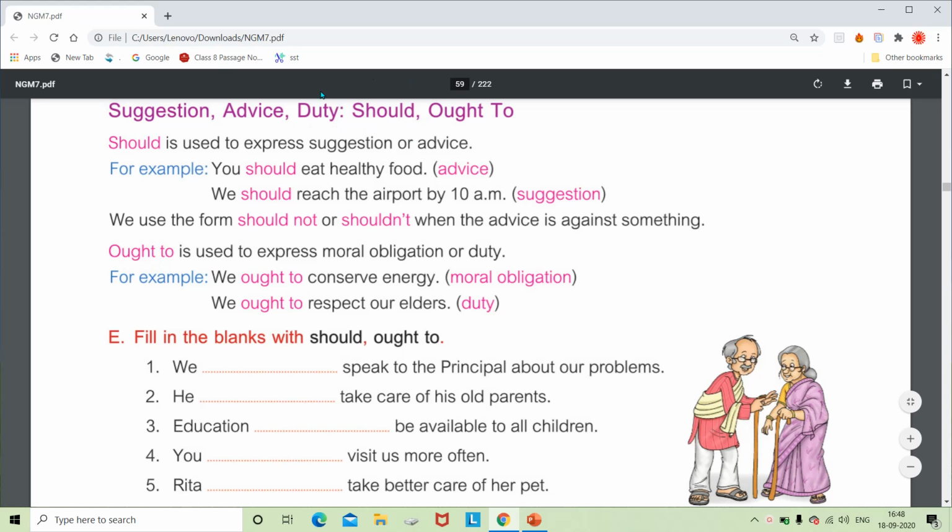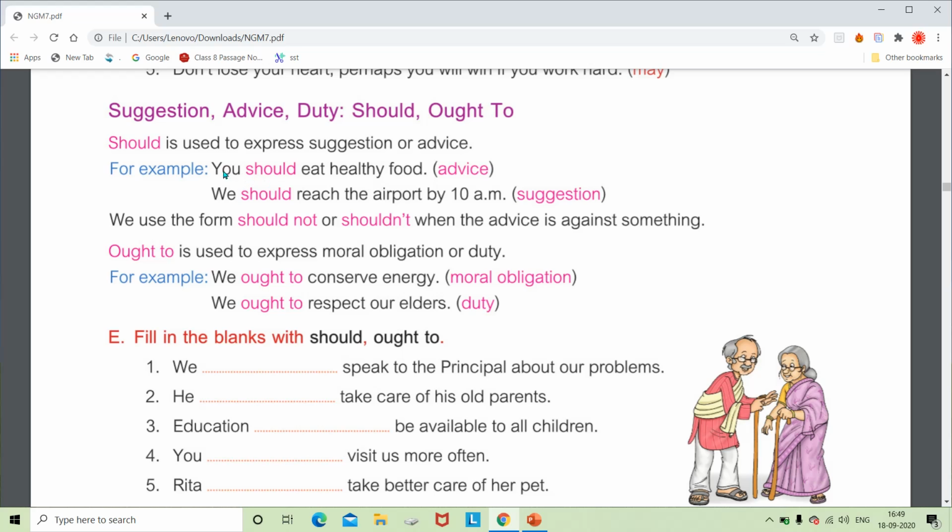Should is used for giving advice or suggestion, and ought to is used for expressing our moral duty or moral obligation, which is not compulsory. If we do not follow that moral duty, no one is going to file a case against us, but still as a good human being or as a good citizen we should do that. It is our moral duty.